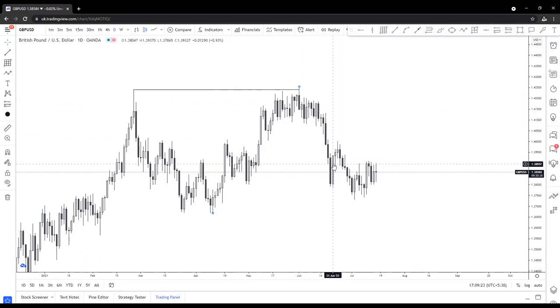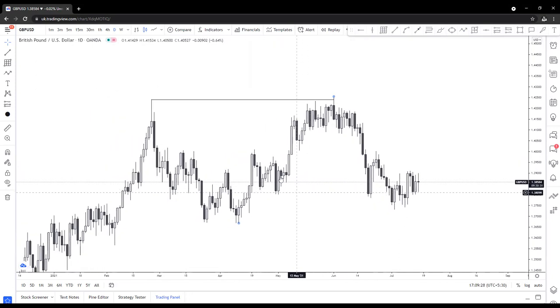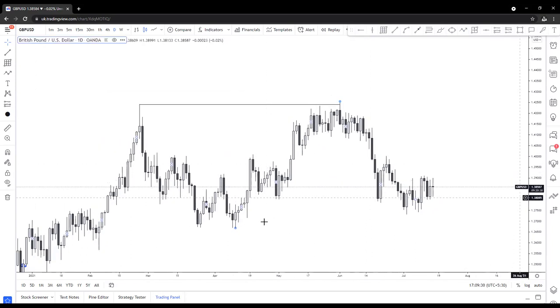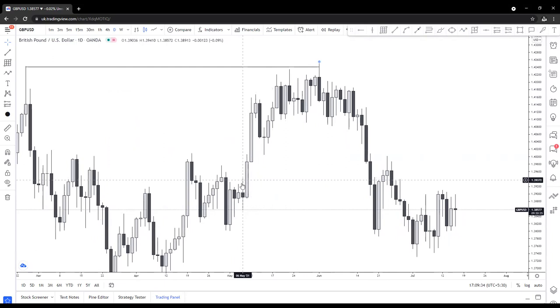Can you explain more about a fair value gap? Okay, that's simple. A fair value gap is equal to an imbalance. You know what an imbalance is, right? Yes. So if you take three candles, from this candle to this candle, you see?